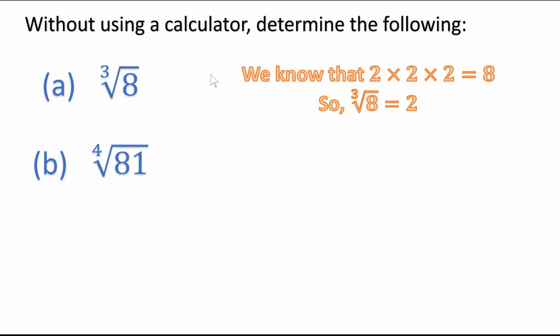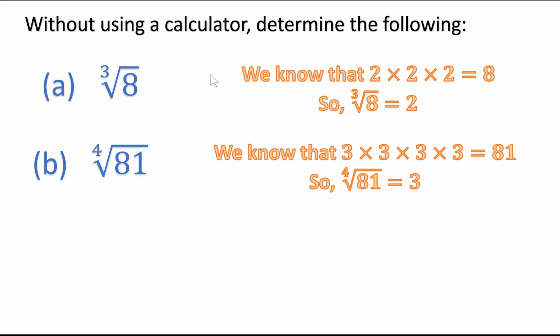All right, the fourth root of 81. We know that the fourth root of 81 times the fourth root of 81 times the fourth root of 81 times the fourth root of 81 is 81. So what number can you multiply by itself 4 times to get 81? That number is 3. 3 times 3 times 3 times 3 is 81. So the fourth root of 81 is 3.